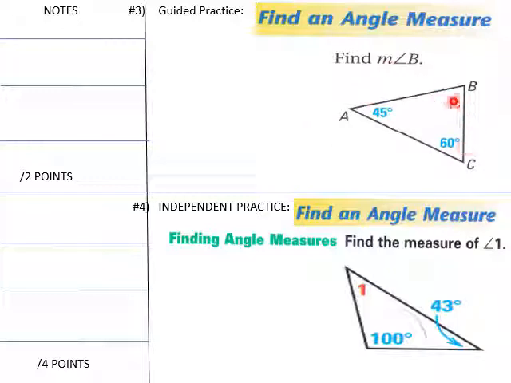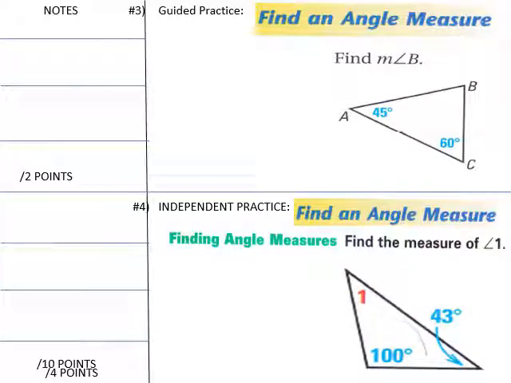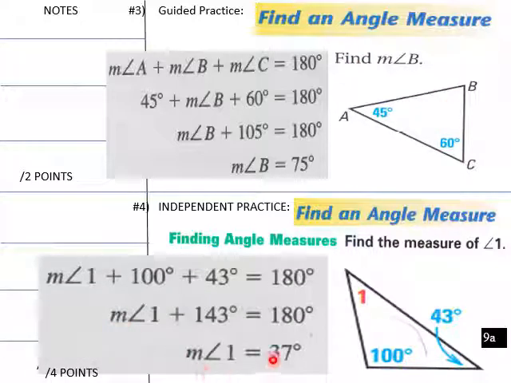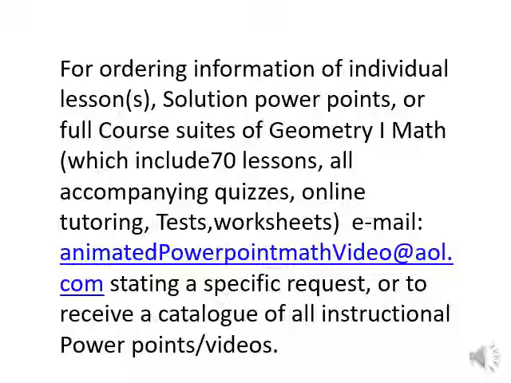Find the measure of angle B, what would that be? And then up here, find the measure of angle 1. Students, that's your independent practice there. Go ahead and do that now, and then we'll run our solution PowerPoint here. So for this one up here, the measure of angle B would be 75. And then the measure of angle 1 would be 37 here. So that would be that one.